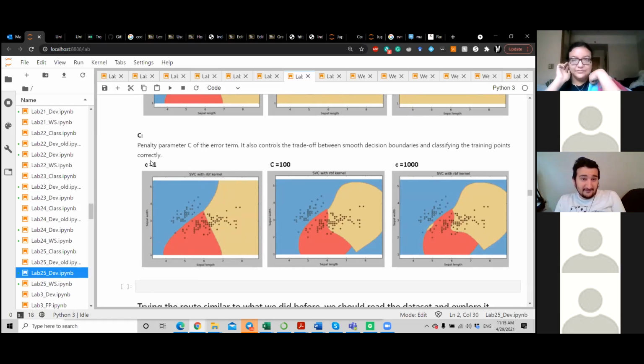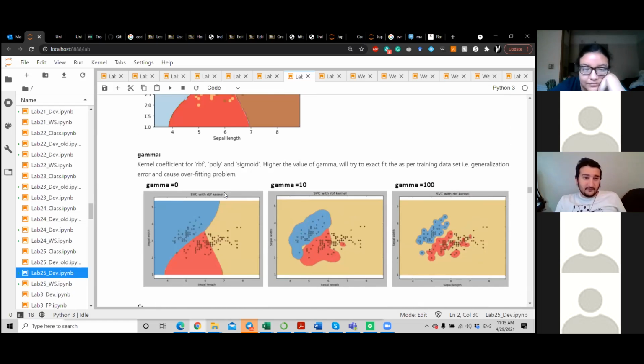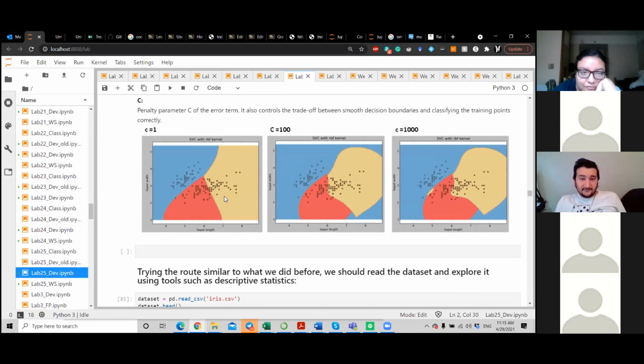So you will see the impact of C being changed from 1 to 100 to 1000. And you see that when you go with a very high penalty parameter, you will end up with weird decision areas like this that don't make any sense. So gamma and C are parameters that you may want to keep a close eye on.